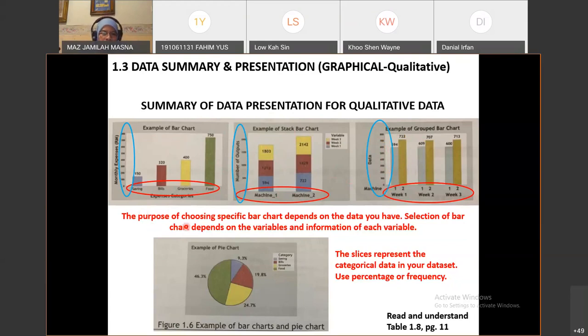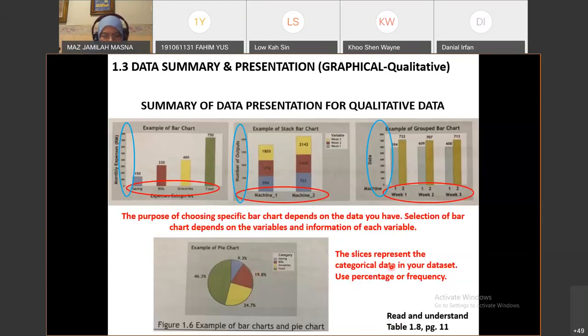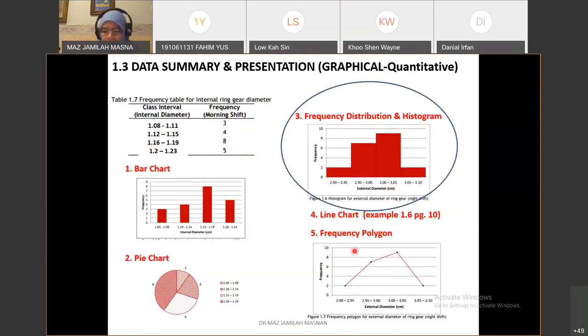Okay. Now, the choice of a specific bar chart depends on the data you have. Selection of a bar chart depends on the variables and information of each variable, as I've mentioned for the stacked bar and the group bar. And for the pie chart, okay, what is the difference between what you have here and what you have here? It's almost the same, okay? It's just that the slices represent the categorical data in your data set. And most of the time, you are going to use the percentage to represent the frequency of each of the slices. Okay? So that will be some summaries for your data presentation for qualitative data.